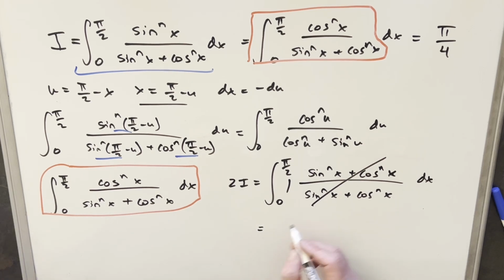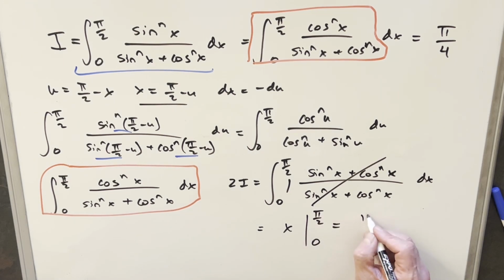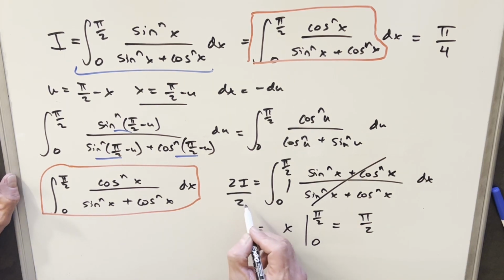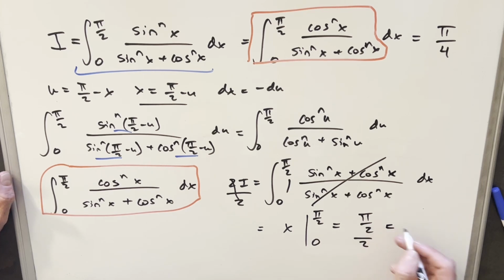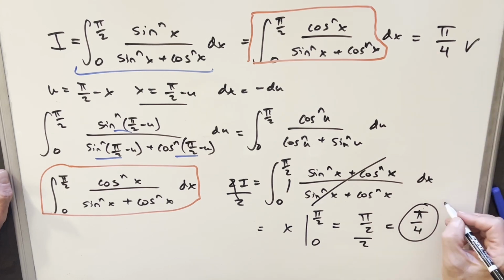So when we integrate that, we're just integrating 1. And so we're just going to be left with x from 0 to pi over 2. Evaluating this gives me just pi over 2. But again, this is two copies of the integral, so I need to divide by 2 on both sides. And so the solution, dividing pi over 2 by 2, is just pi over 4. And that's what we're looking to prove.